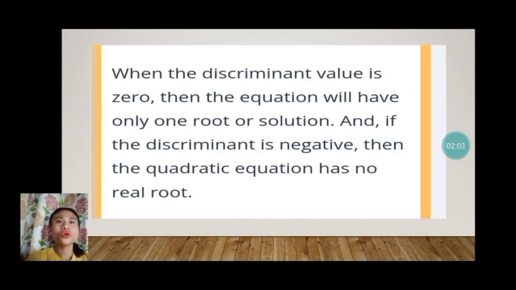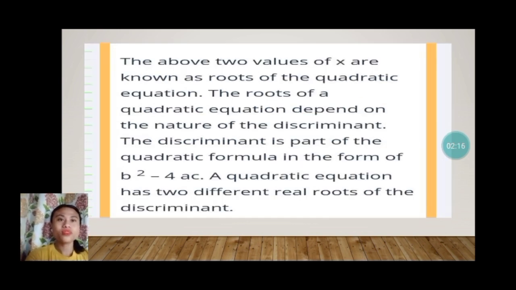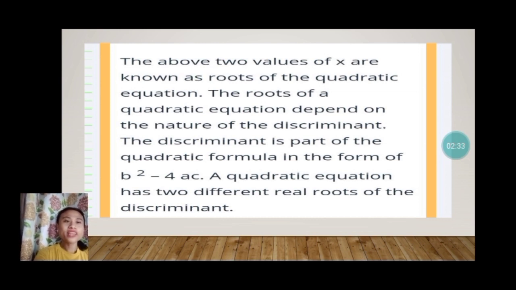When the discriminant value is 0, then the equation will have only one root or solution. And if the discriminant is negative, then the quadratic equation has no real root. The above two values of x are known as roots of the quadratic equation, and the roots depend on the nature of the discriminant. This discriminant is part of the quadratic formula in the form of b squared minus 4ac. A quadratic equation has two different real roots when the discriminant is positive.